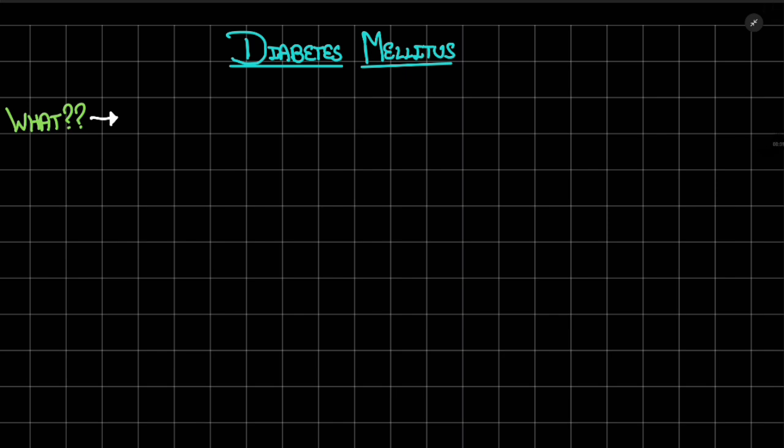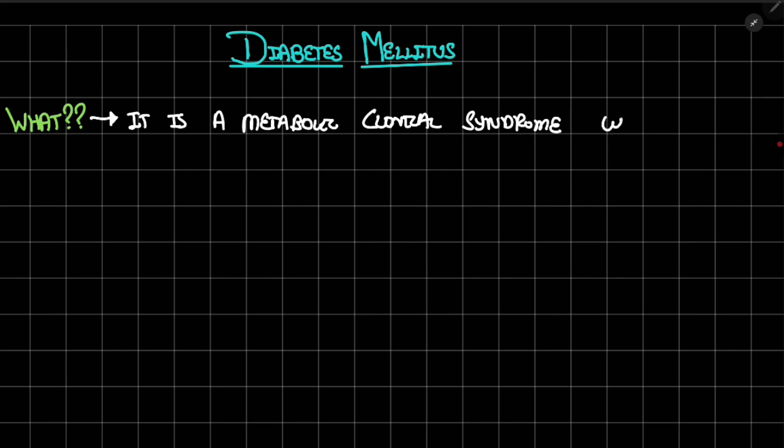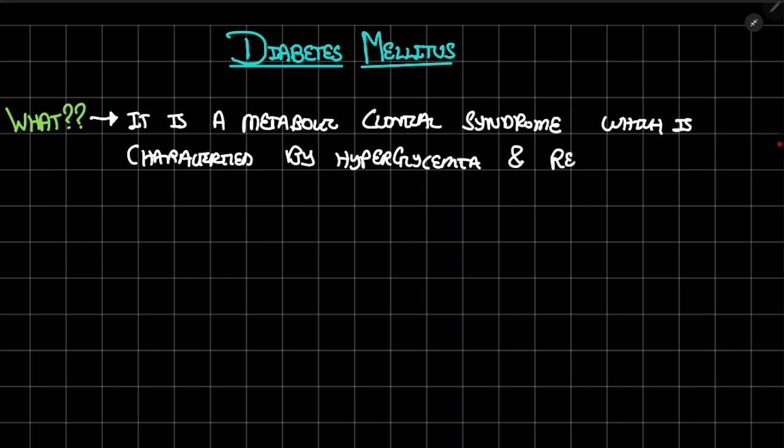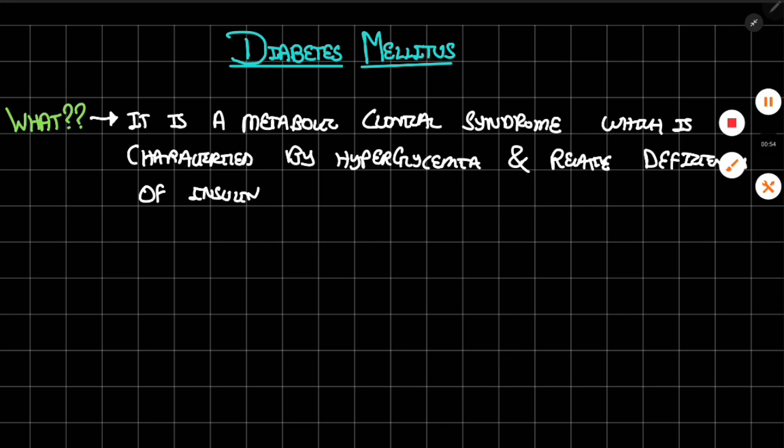Now, what basically is diabetes mellitus? Diabetes mellitus is a metabolic clinical syndrome which is characterized by hyperglycemia and relative deficiency of insulin.